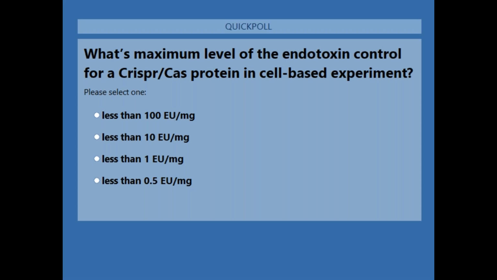And the question that we have for you is, what maximum level of the endotoxin control for a CRISPR-Cas protein in a cell-based experiment? So please go ahead and make your selection from the below. Is it less than 100 EU per milligram, less than 10, less than 1, or is it less than 0.5? I'll leave this open for another 20 seconds to get everybody involved in this poll.